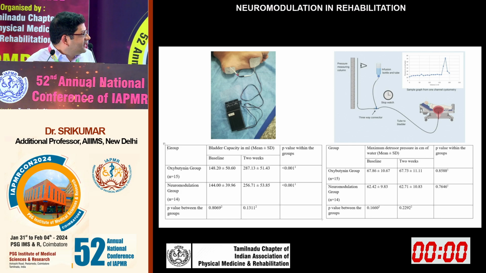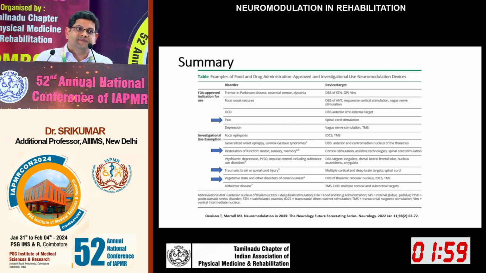This is one study we did. We used neuromodulation of the tibial nerve by using just a TENS machine, and we compared it with oxybutynin, in which we found comparable efficacy. To summarize, presently the TMS is indicated and approved for uses like tremors in Parkinson's disease and in many psychiatric conditions like depression and also.